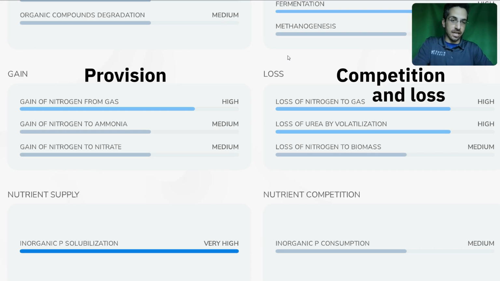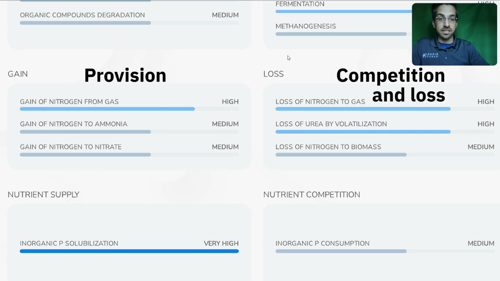On the other side of the equation, we have the loss pathways, and I'm going to call them competition and loss. The first one, loss of nitrogen to gas, denitrification: when there's a lack of oxygen in the system, when the soil, say, is saturated for 24 hours straight, those organisms will kick into gear and start transforming nitrate into gas, which comes off as a plume and leaves the system.